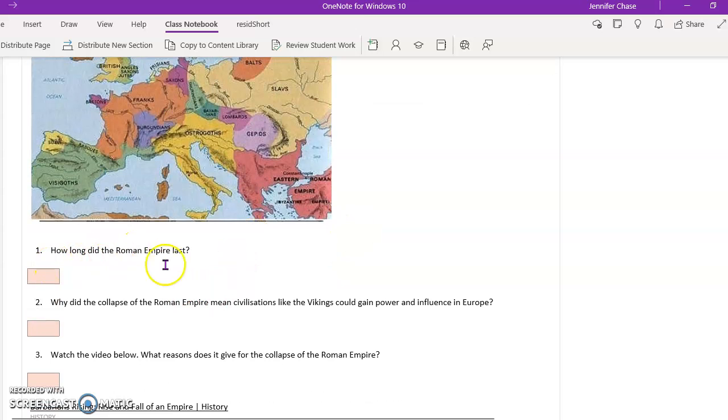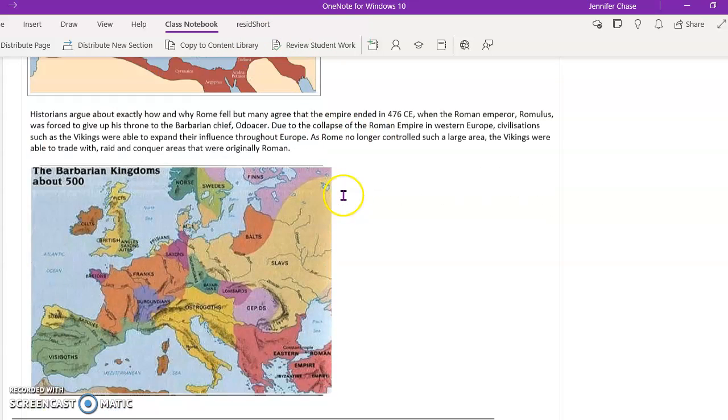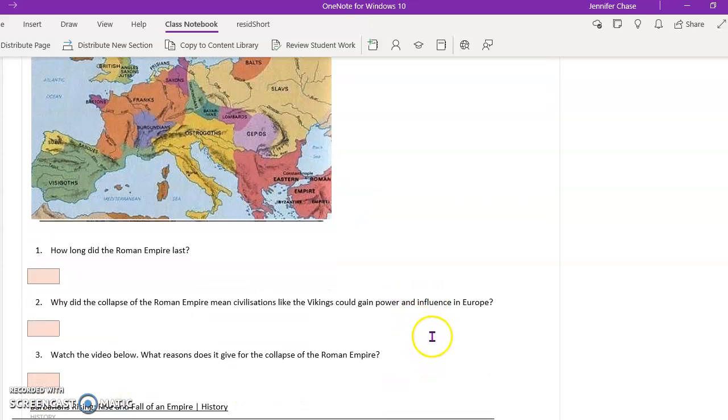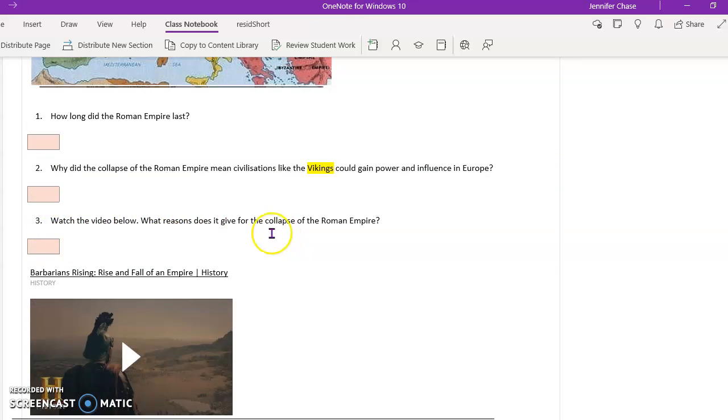Okay, so how long did the Roman Empire last? So you're going to have to use your BCE and your AD knowledge. Go back up and find the dates here. Okay, and why did the collapse of the Roman Empire mean civilizations like the Vikings could gain power and influence in Europe? Good tip here, go back up to the reading and see, well, where were the Vikings mentioned and what does it say? Okay, then what you're going to do is watch the video below.